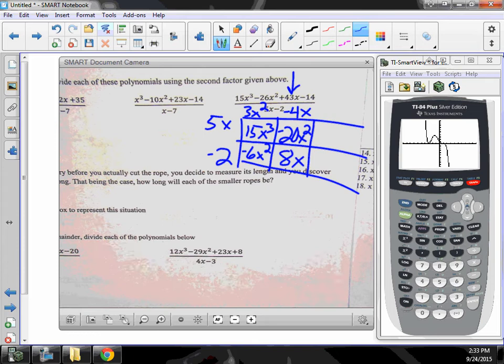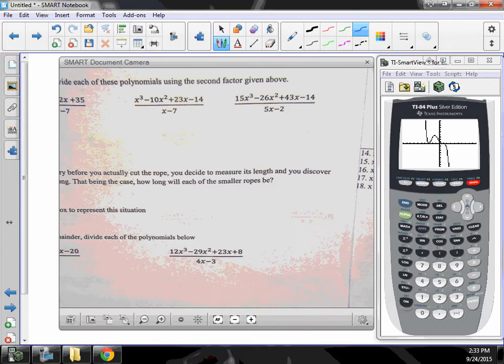And I need a 43, and I have 8. So how many more do I need? 35 more. So this is 35x, which gives me a plus 7 on top. And those multiply to be negative 14. Does that match the negative 14 I was hoping for? Yes. So this divides evenly. Okay? I'm glad you asked. What happens when it doesn't?